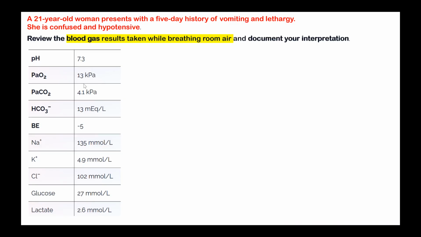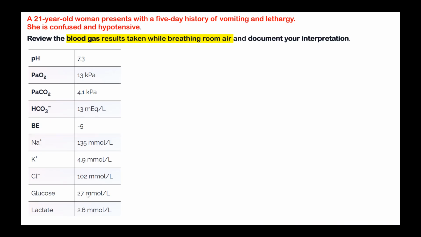What about PaCO2? 4.1 again into 7.5. So 4 into 7.5 is 30, so roughly about 32, 33. What about bicarb? 13. This is low. Normal is 22 to 26, and it is only 13. What about base excess? Again on the negative. Chloride, normal. Potassium, normal.